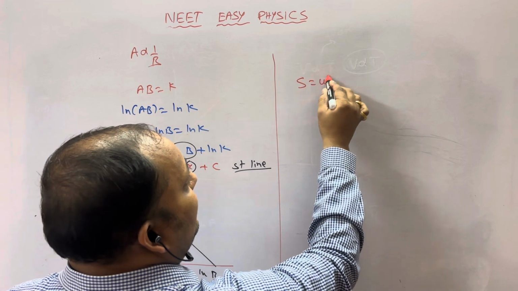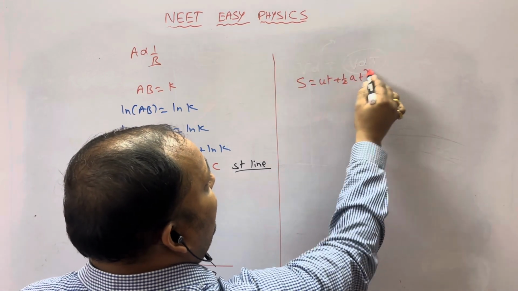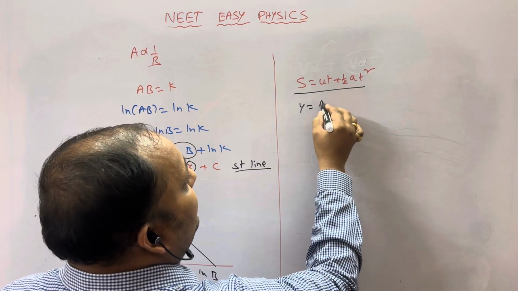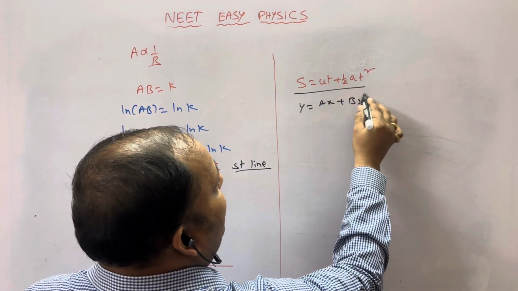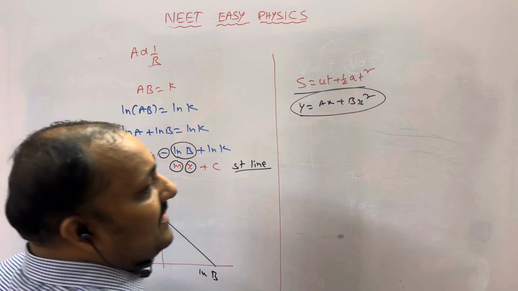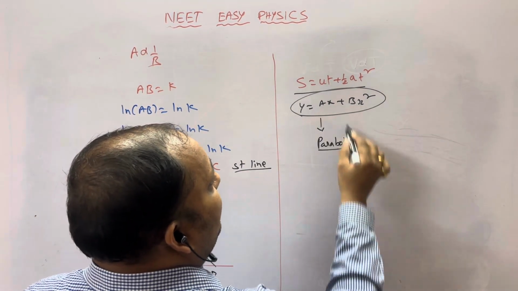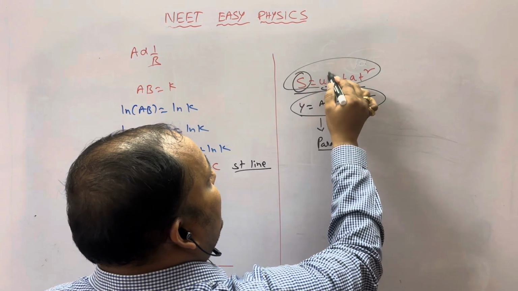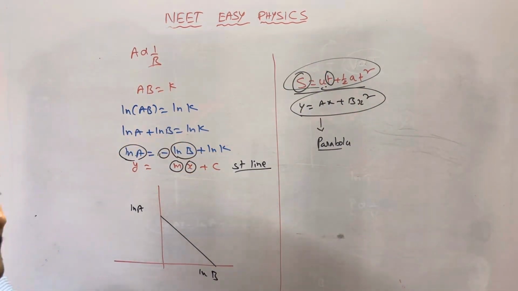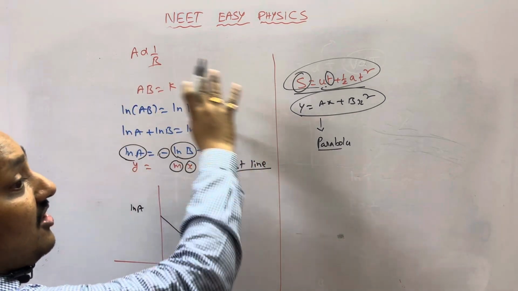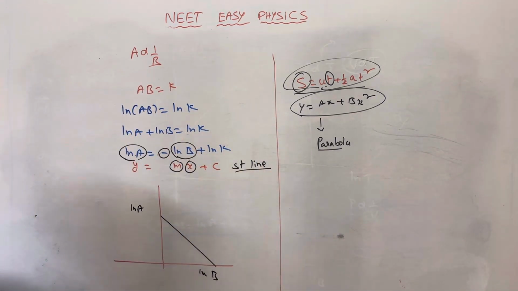S is equal to ut plus half at square. So what is the nature of the graph? y is equal to ax plus bx square. So it is like a parabola. So the graph you will get between displacement and time will be a parabola. Whenever we get graph models in physics, other than these you won't get anything. So definitely you can get the shape of the graph very easily.